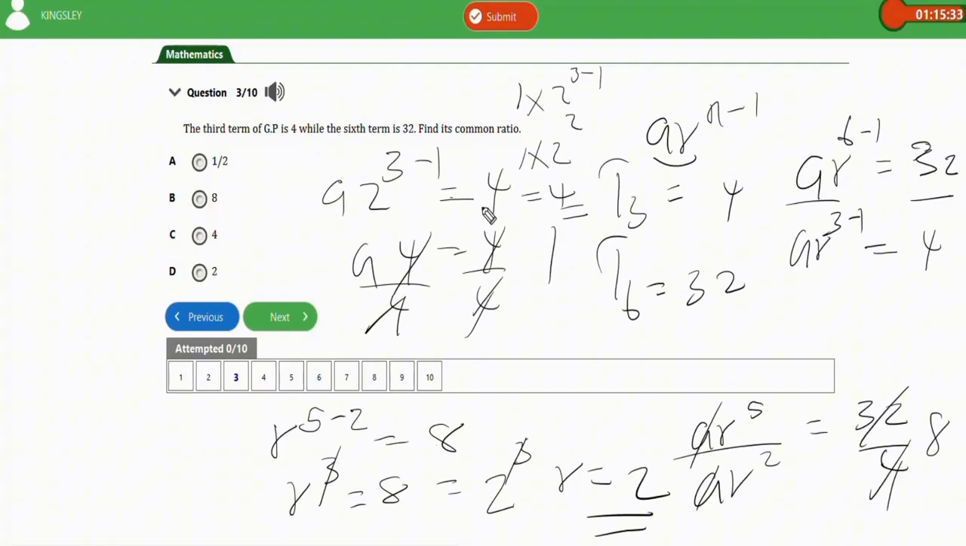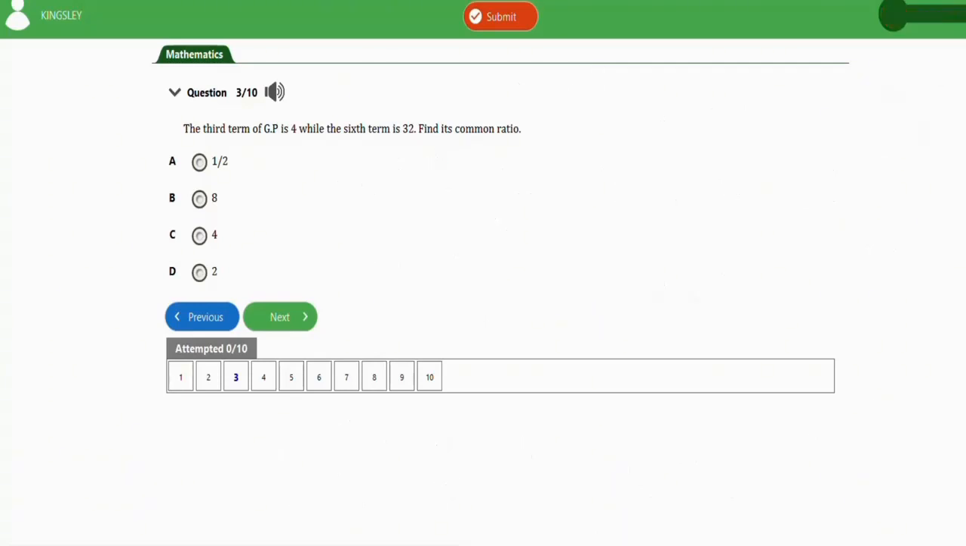Let's wipe this now and solve the last question. Let's wipe this, guys. So guys, for the last question, the fourth one, we have the fourth term of an AP is this, while the 10th term is this. Find the 24th term.